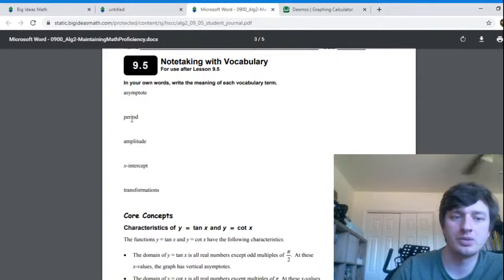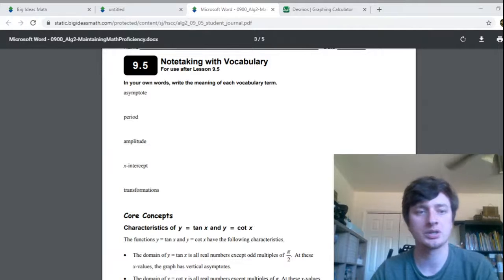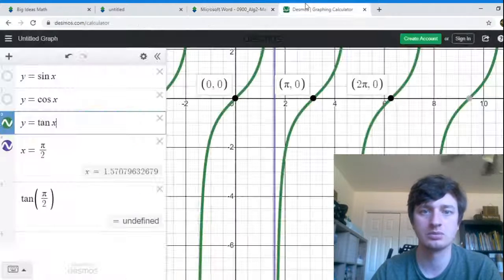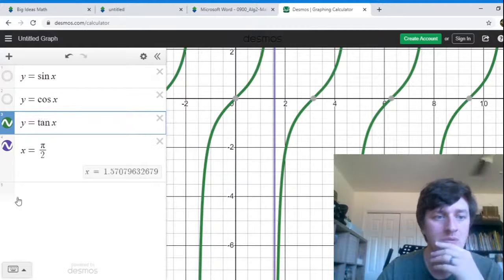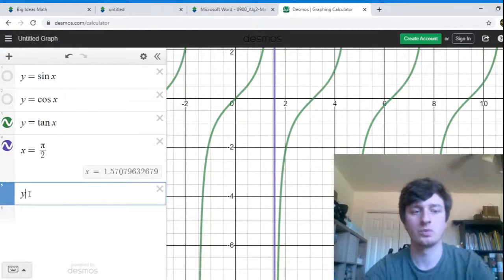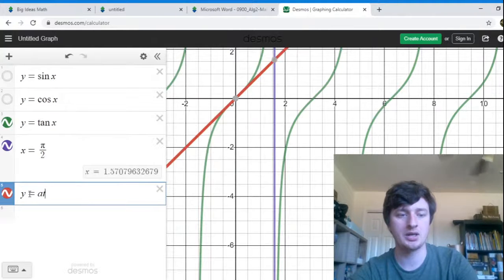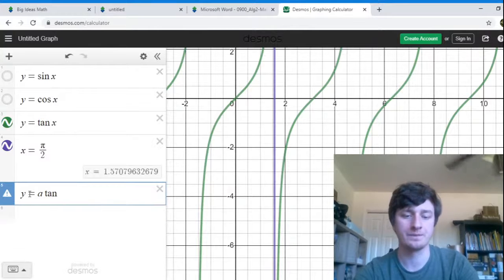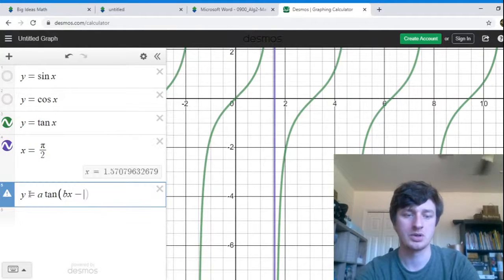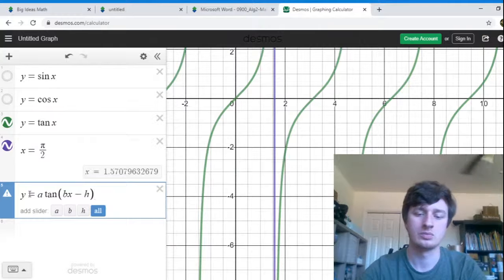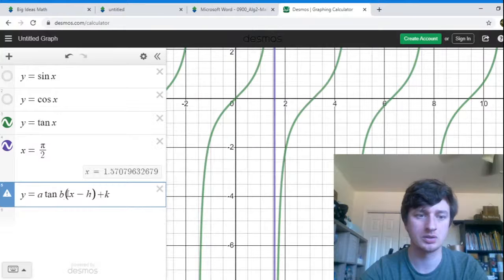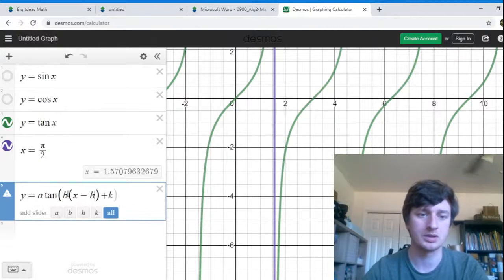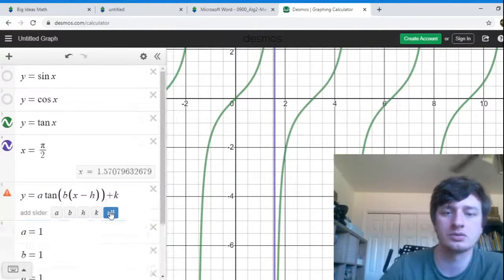We have an asymptote, the period, the amplitude. We can stretch and shrink tangent. So we wanted to do y equals a tan(bx minus h) plus k, like we did last time. We should actually be here. Should look like that. All right, and we turn those on sliders.